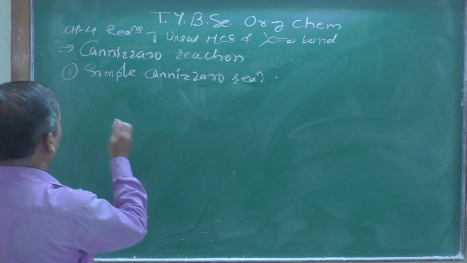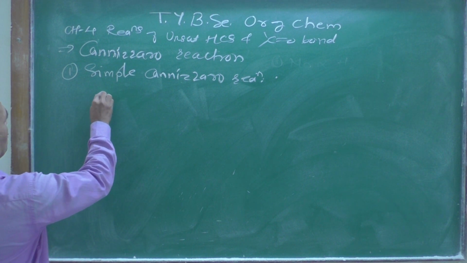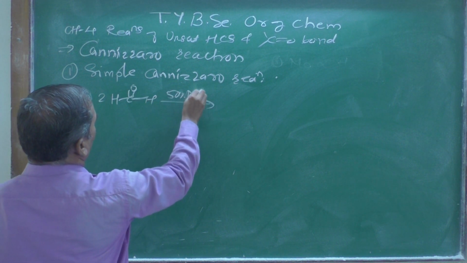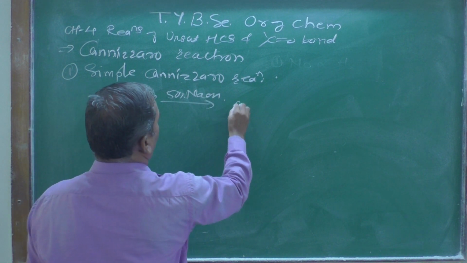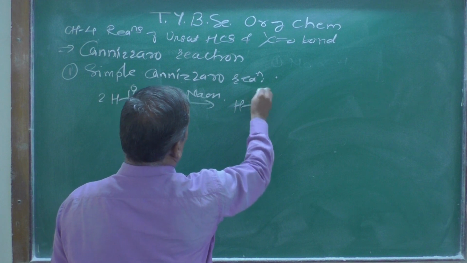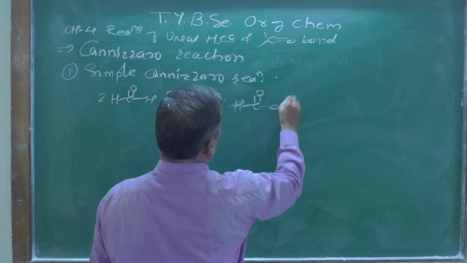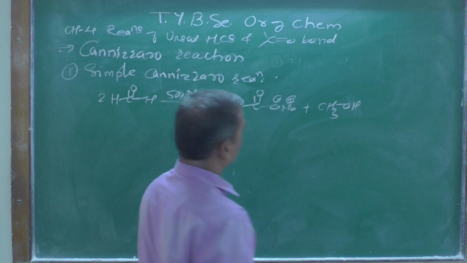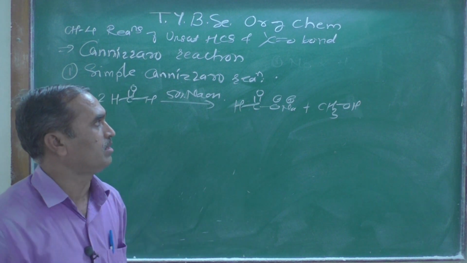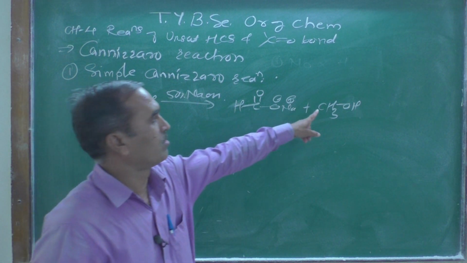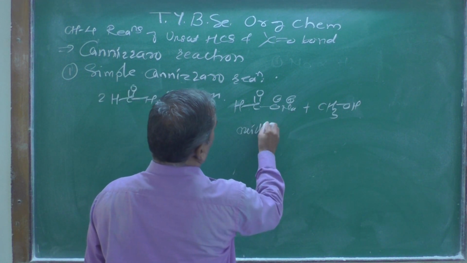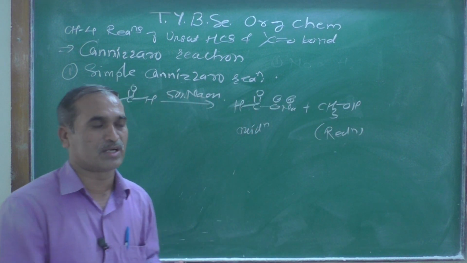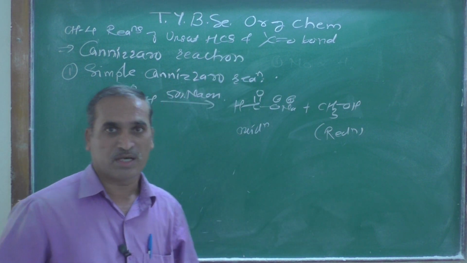The simple Cannizzaro's reaction. Now I am writing here 2 moles of HCHO, that will be treated with 50% sodium hydroxide. And what does it give? It will give the product HCOO- Na+ and CH3OH. One is formed as the sodium salt of the formate ion, and this is the oxidation form, and this is the reduced form, that is a reduction, right? Self oxidation reduction: one undergoes oxidation, another one goes as the reduced form.